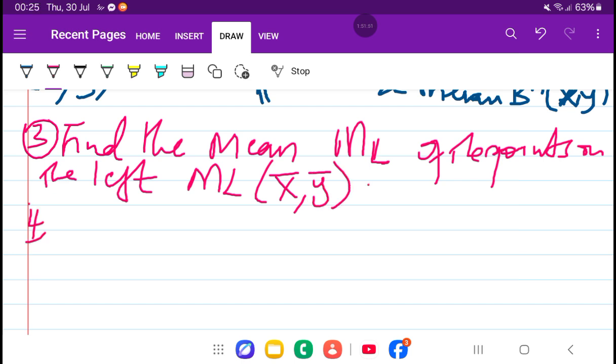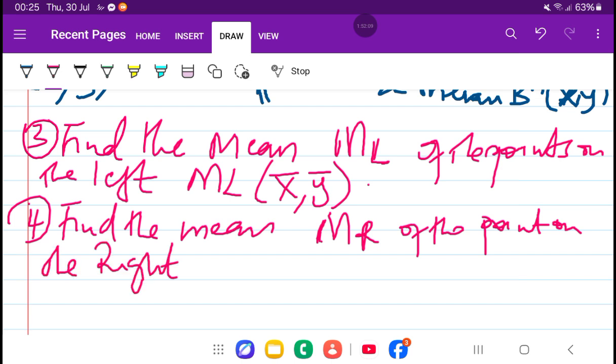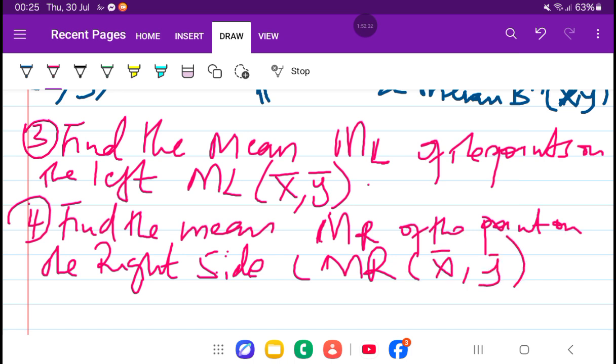Then step 4, you find the mean mr. Now this is the mean on the right hand side of the points, points on the right side. That is mr being equal to x bar and then y bar. They are both values. And finally, when you are done, you plot.